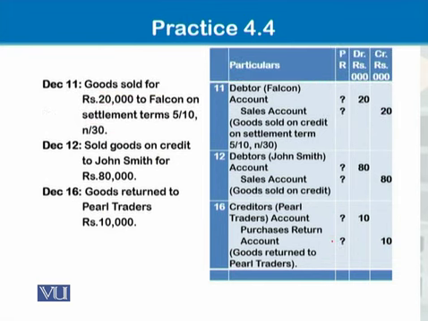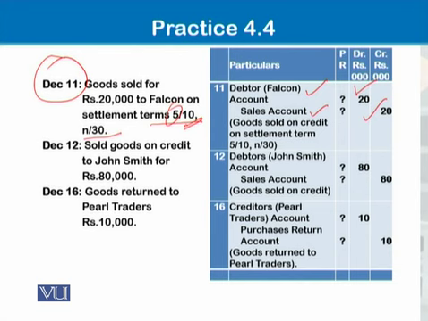Okay. Goods sold for 20,000 to Falcon on settlement terms 5, 10, net 30. So it is on settlement terms on 11th December that if it is paid within 10 days, then 5% discount would be allowed. But as of now, the accounting entry for this sale would be made with total amount of 20,000. So sales income is credit with 20,000 and debtors Falcon account is debit with 20,000.